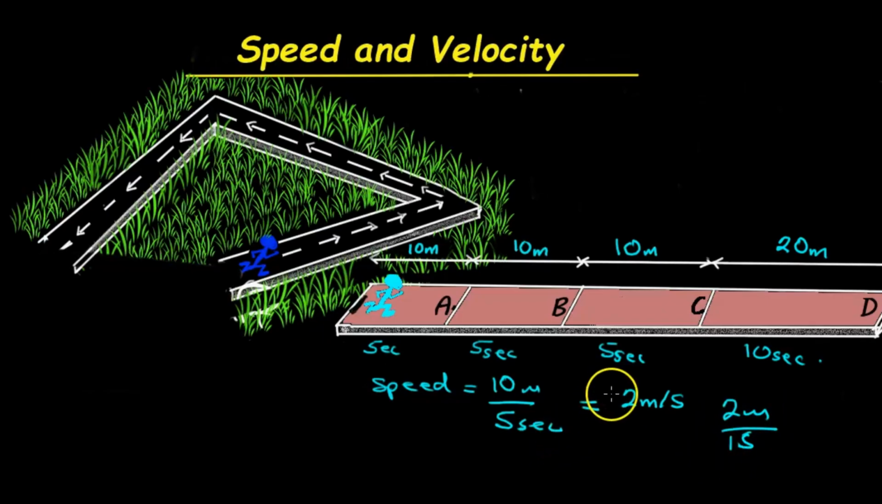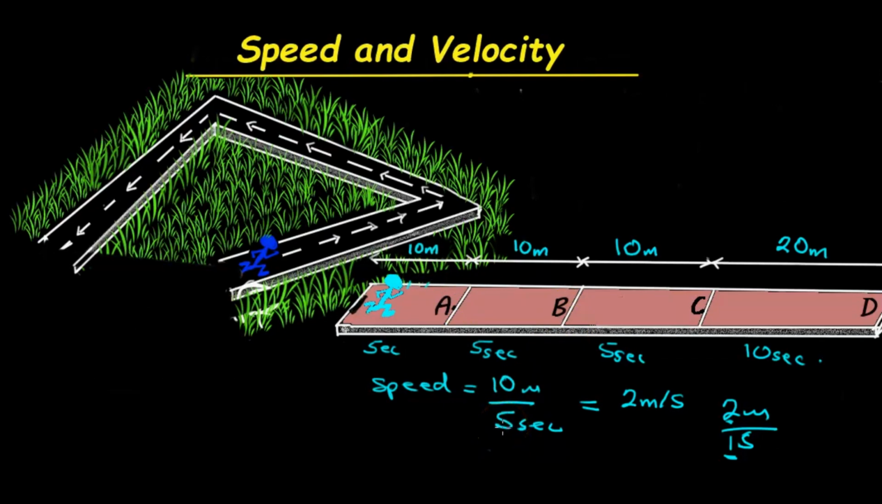So this is telling us that every 1 second he covers a distance of 2 meters. The next second he covers 4, 6 onwards. So that is what speed means.